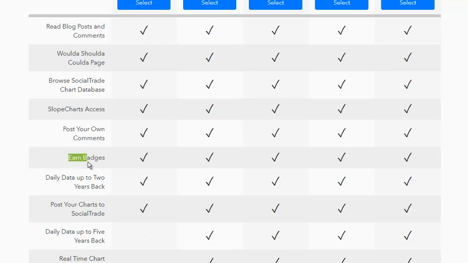You can earn badges. Based upon your participation, it'll just automatically put badges. You may have noticed in comments people have different badges based upon how active they are and how much people like them and all that. You get 2 years of backdated slope charts, and you can also post your own stuff to Social Trade.